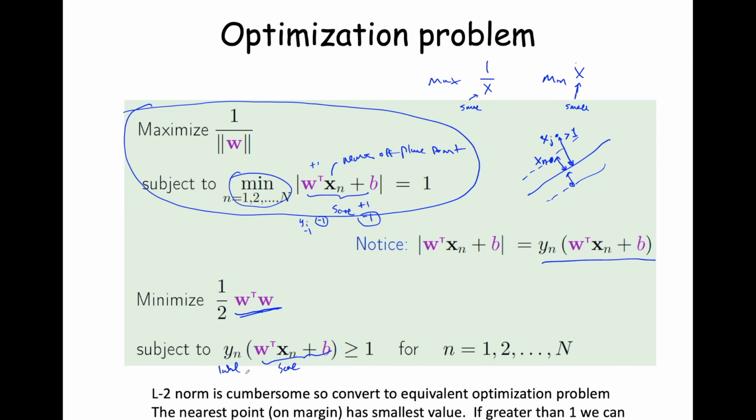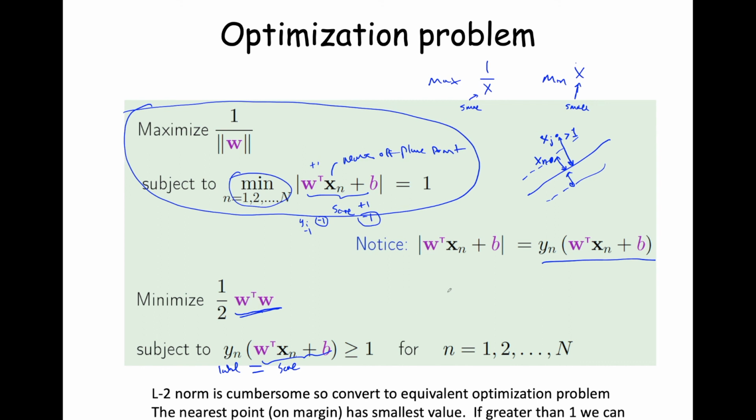And the only way to make this equal to 1 is if the label equals the score. Because if the score is equal to plus 1, and the label is equal to plus 1, well, it's getting classification right. If the score is equal to minus 1 at the same time the label is minus 1, it's getting classification right. So what this now says is find the maximum margin, 1/2 W transpose W, subject to getting the classifications correct. Okay? All right.